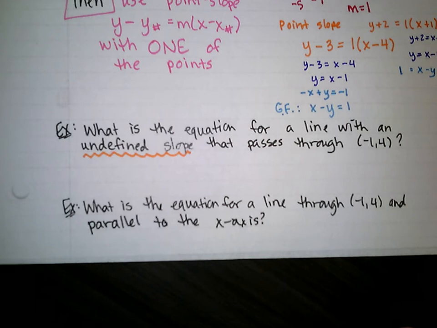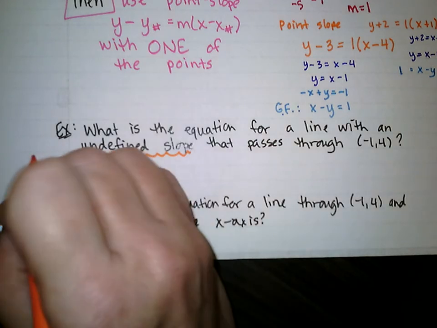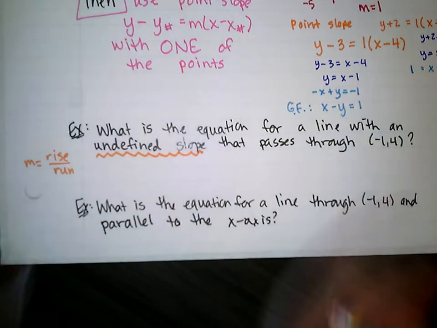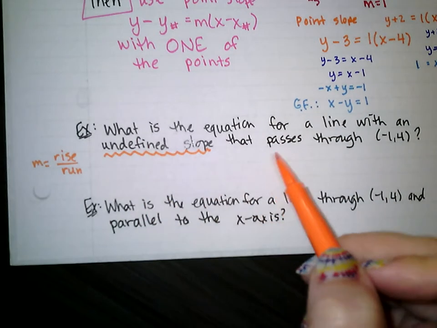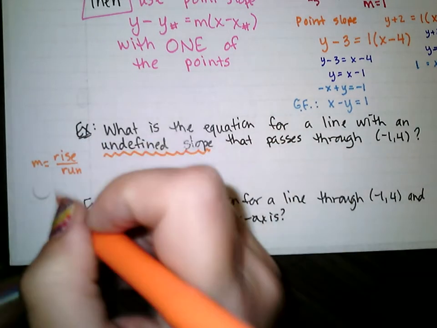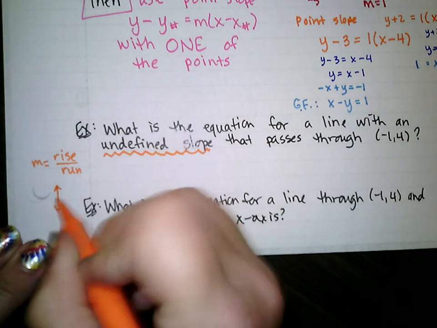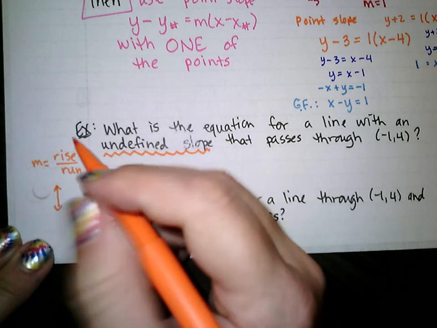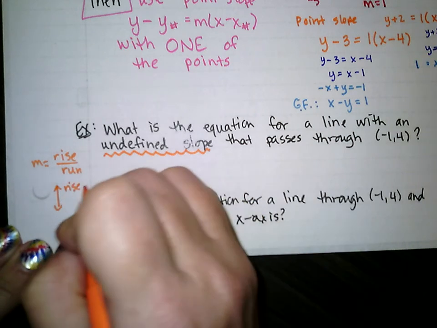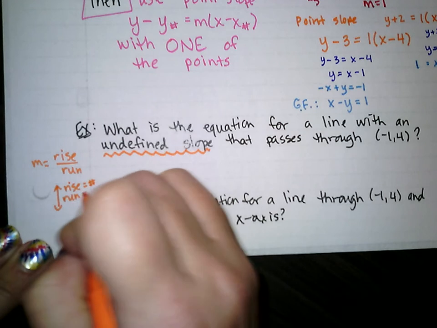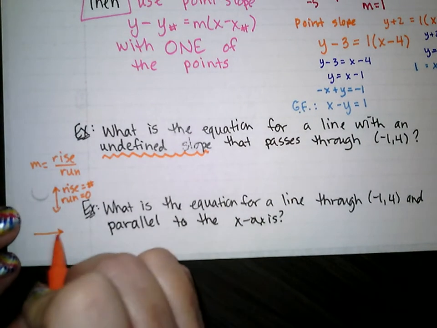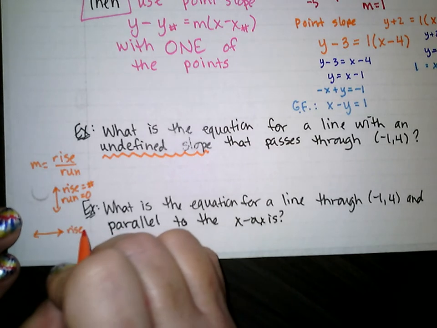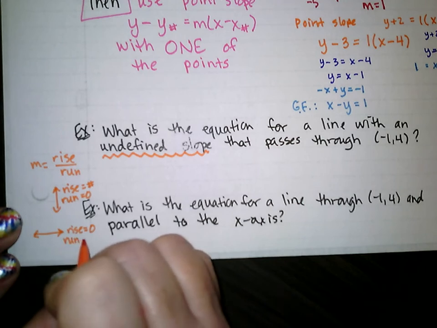And if you think about slope as being rise over run for our slope, on a vertical line, we are going to, from one point to the next, rise some amount, but we don't go left and right. So on a vertical line, our rise is a number, our run is 0. On a horizontal line, we're going left and right, but not up and down. So on a horizontal line, our rise is 0 and our run is some number.